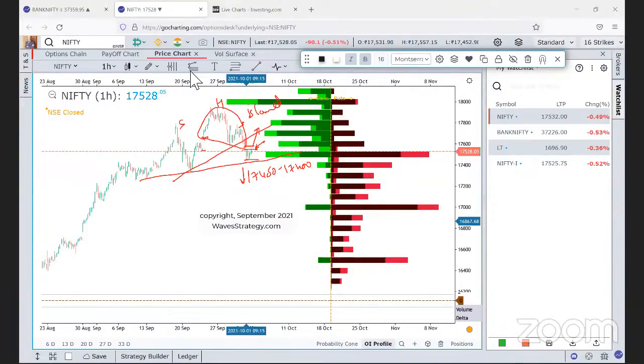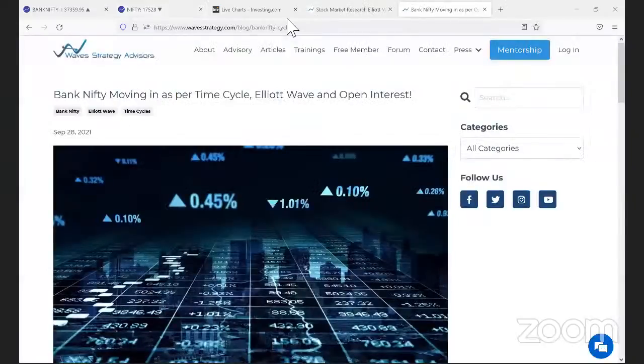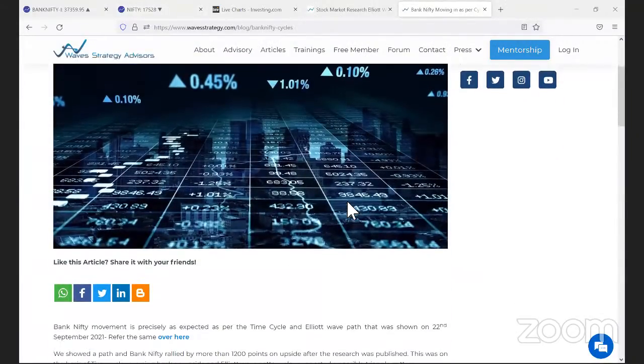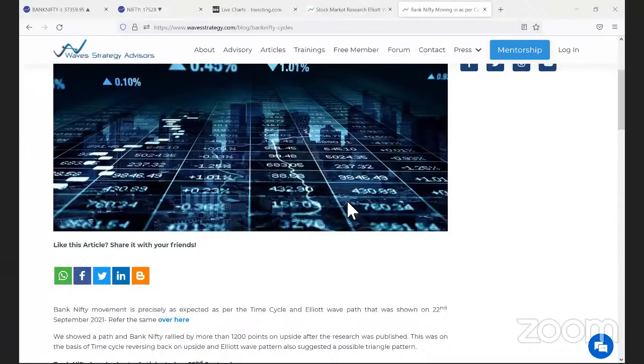Also, I would like to tell you one more thing. If you have been seeing the Bank Nifty forecast, let me ask you, how many of you have been following the research and articles that we have been publishing on wavestrategy.com? I can see Chaitanya is doing that, fantastic Chaitanya. Did you see the Bank Nifty research that I have plotted? Let me share across the screen. Okay, I can see Indrajit is also here. Great to see you.